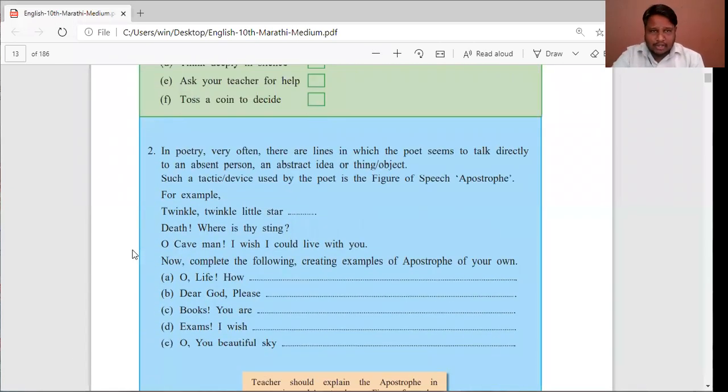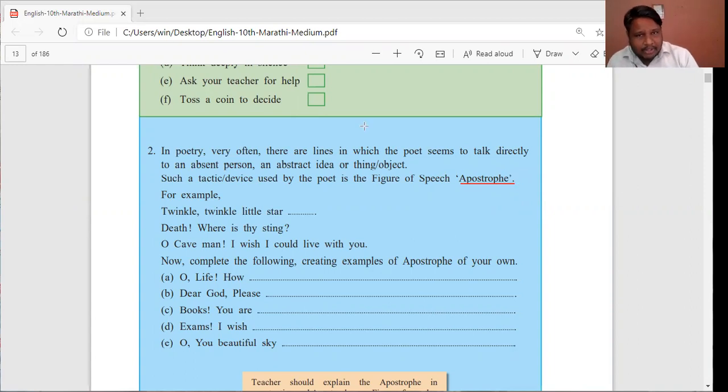Which figure of speech? Apostrophe. This is the name of the figure of speech, the first thing you have to know. And how to identify it? There is a simple technique to identify the figure of speech, apostrophe. When the poet talks to an absent person or abstract things in the poem, that line is an example of apostrophe. This one we have to remember.